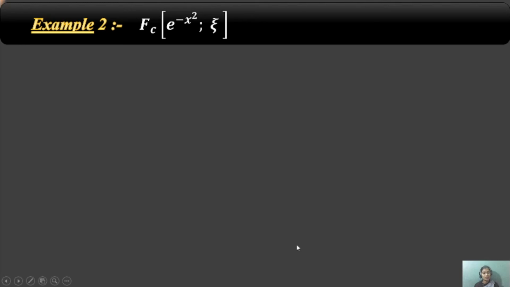Next is the second example, same as the earlier example. First of all, differentiate, after that integrate, and second is the integration for the value given. Okay, let us get started with the second example.